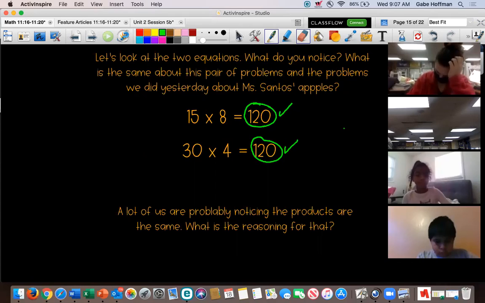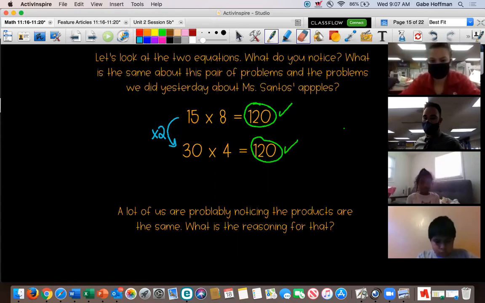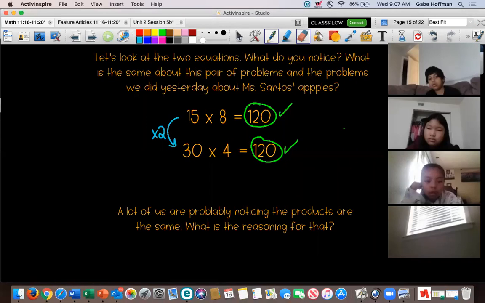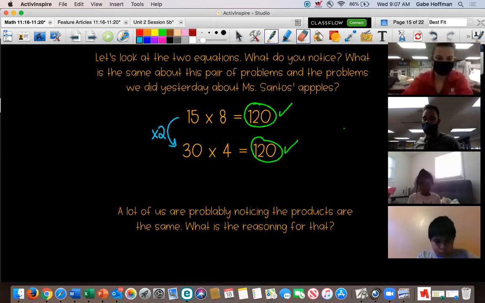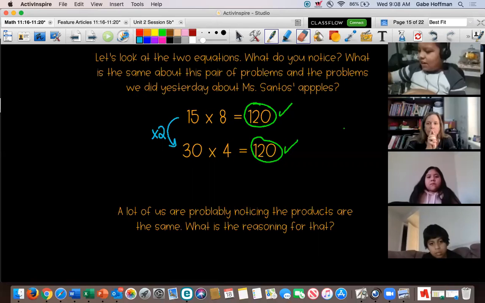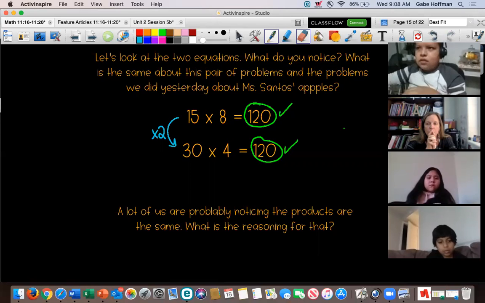Ania. If we double 15, it'll equal 30. So if we double 15, it equals 30. So yeah, that 15 times 2 is 30. That's doubled. Very good. What about the other factors? 8 and 4. What do we notice about those? Oscar, what do you notice about those factors 8 and 4? With doubles and halves.